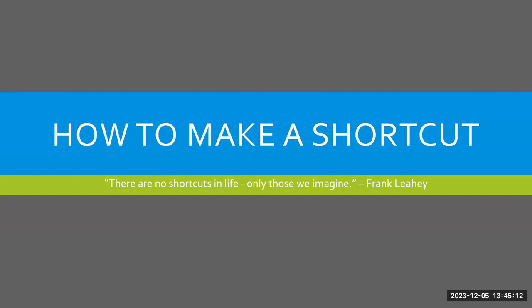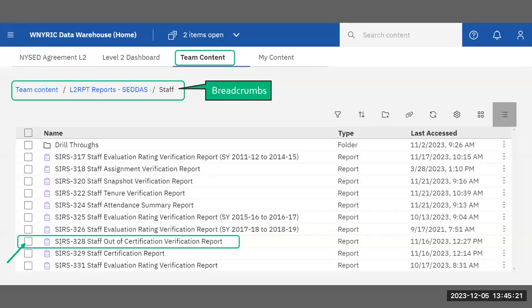There may be no shortcuts in life, but there are definitely shortcuts in level 2. Let's learn how to make them. Let's say you want to subscribe to the SIRS 328 Staff Out of Certification Verification Report because you want to make sure on a continuing basis that your teachers are certified for the classes that they teach.